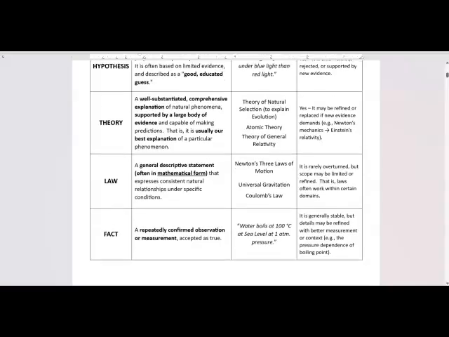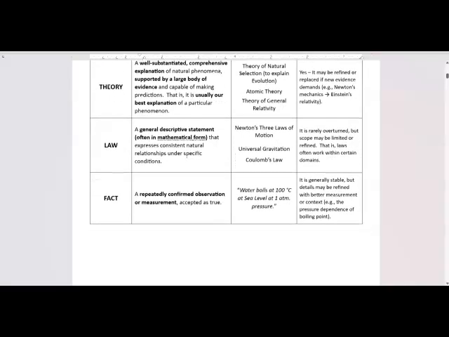And then we have two other terms, law and fact, scientific law and scientifically observable fact. So a law is a general descriptive statement. It's usually in a mathematical form. It doesn't always tell you why something's happening. It tells you mathematically what we observe, or it doesn't have to necessarily be mathematical, but it tells you what we observe, and it gives you a framework for what to expect when you're looking at different aspects of nature.